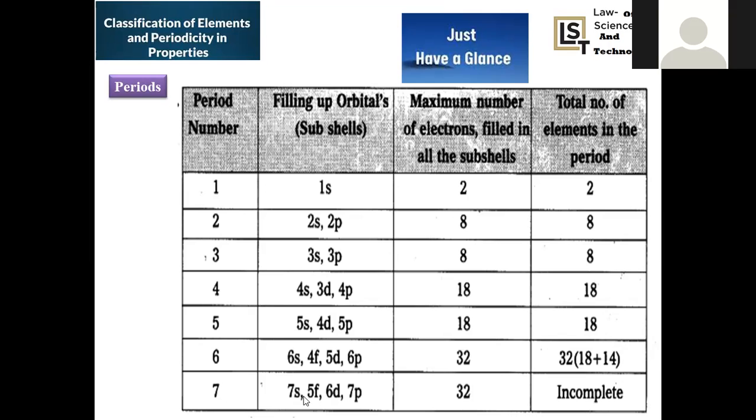And the 7th period is associated with 7s, 5f, 6d, 7p subshells, with a maximum capacity of 32 electrons to fill. And you can say here also 32 if all are included in general. And this is a strategic representation of all the periods in a tabular way.